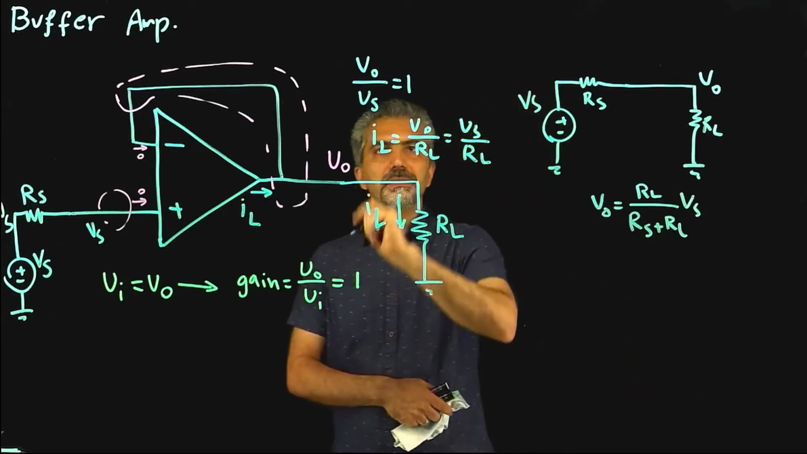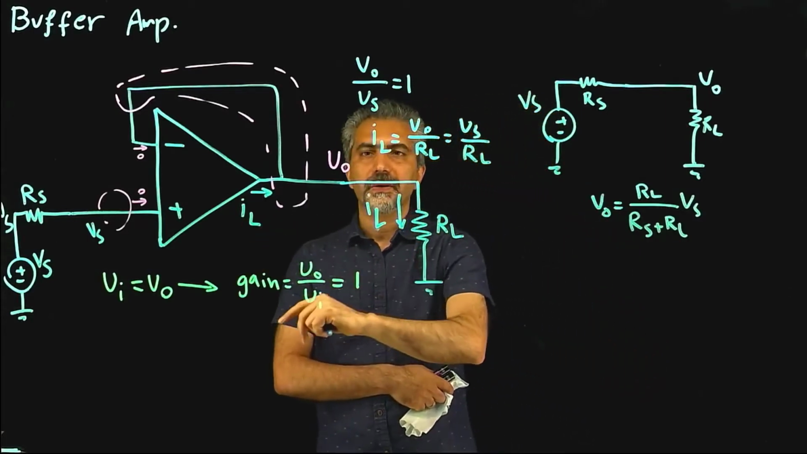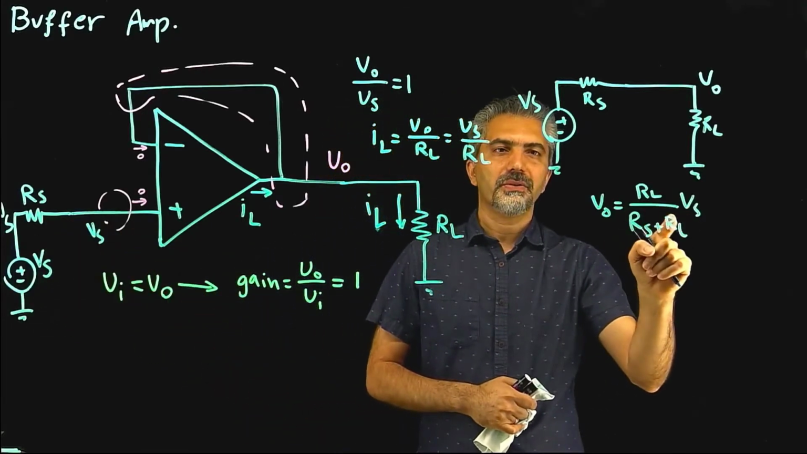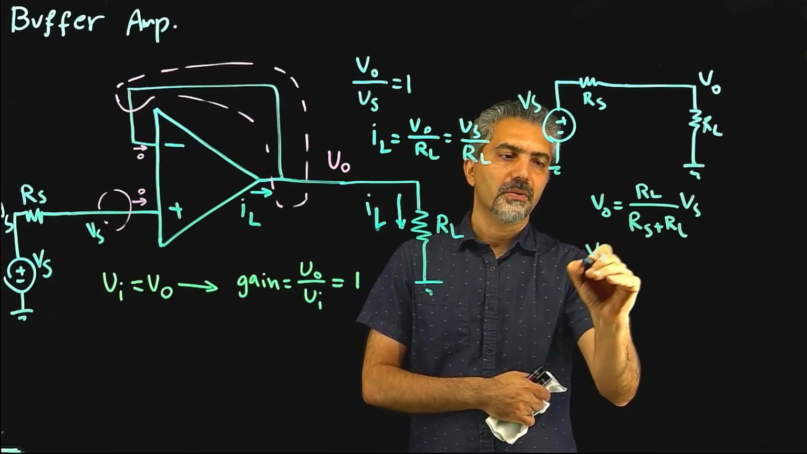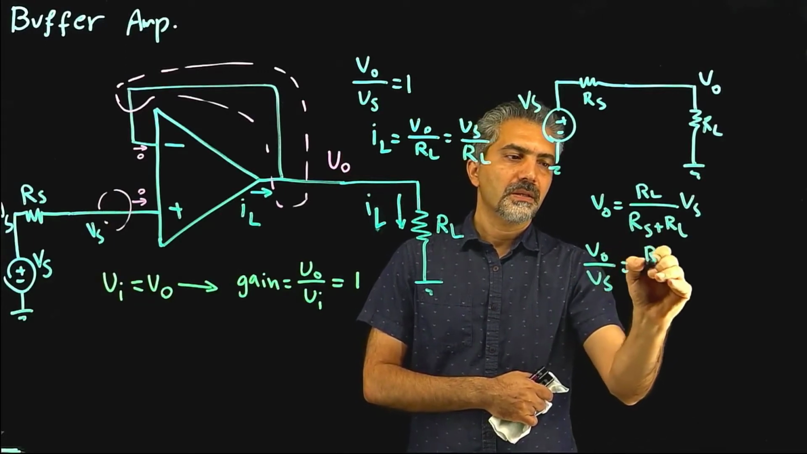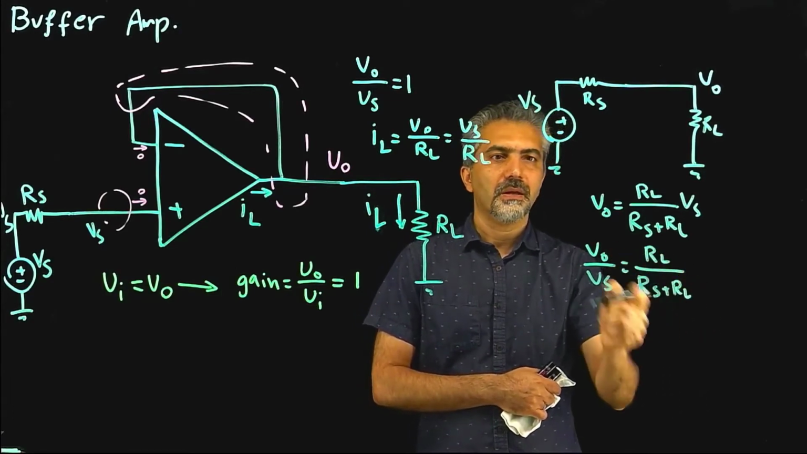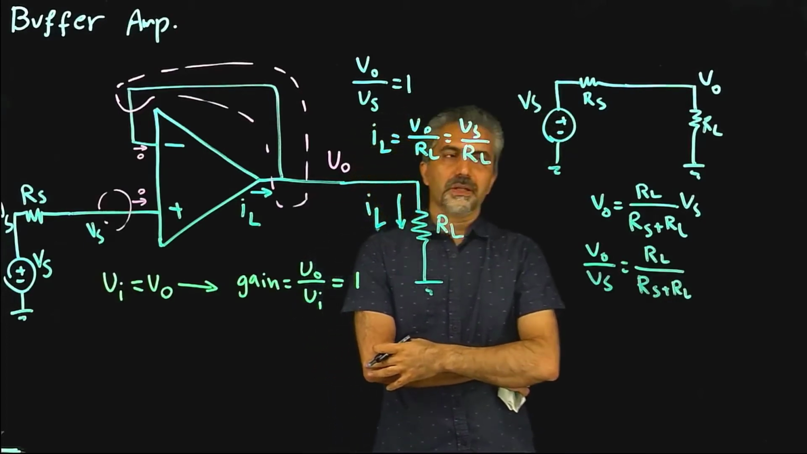You can clearly see that if you remove that buffer, even though it looks like it's not doing anything, it actually changes what you're going to end up getting, which means that V out over Vs in this case is not 1. It's a ratio which is smaller than 1, obviously.